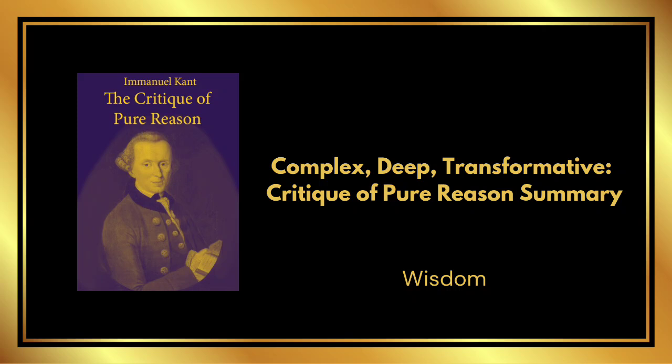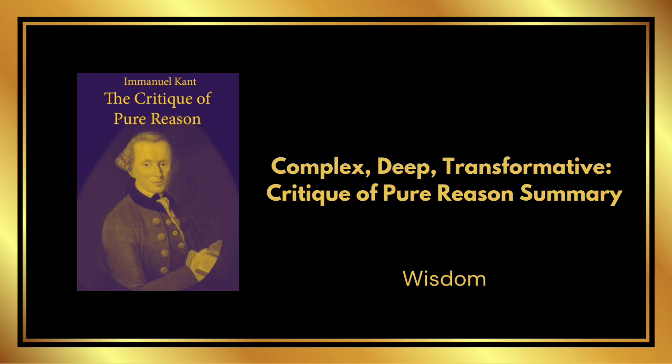Kant's central question is whether we can ever know things as they truly are, or if our knowledge is limited by the way our minds interpret the world. The book tackles complex questions about perception, space, time, and the limitations of human cognition, challenging both the rationalist and empiricist traditions of his time.